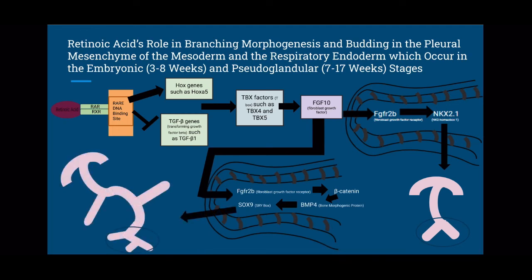FGFR2b also activates beta-catenin signaling, which transcribes BMP4 or bone morphogenic protein. BMP4 activates the SOX9 transcription factor or SRY-BOX9, which leads to expansion of the lung buds and branching morphogenesis during the pseudoglandular stage of lung development.